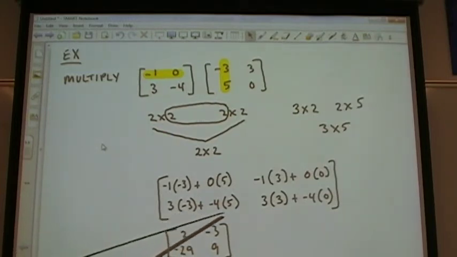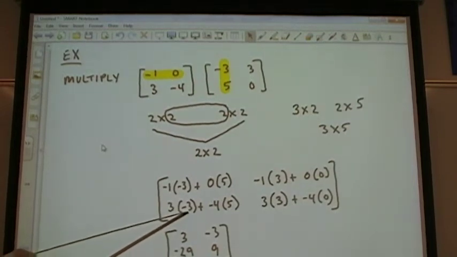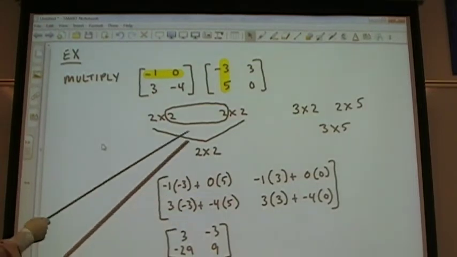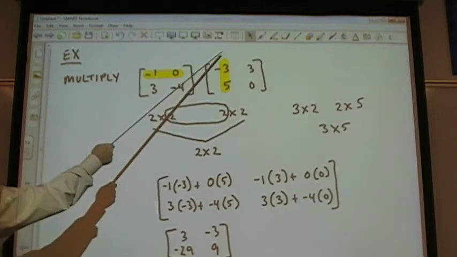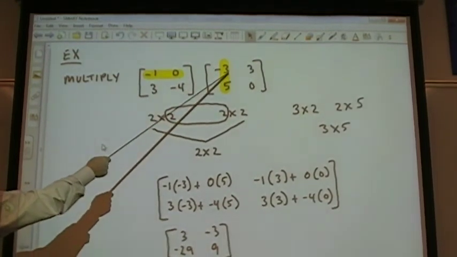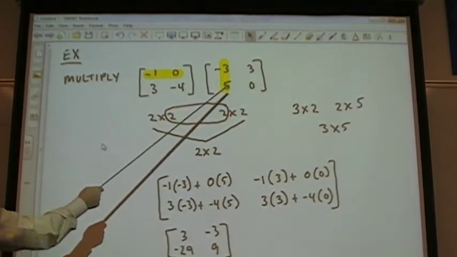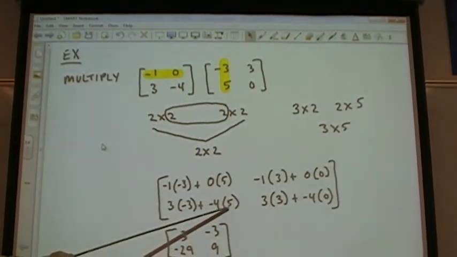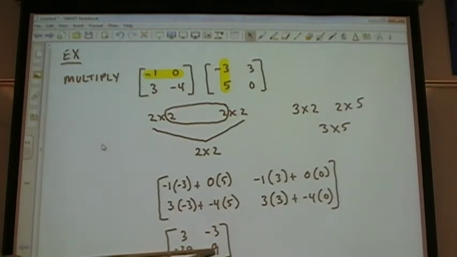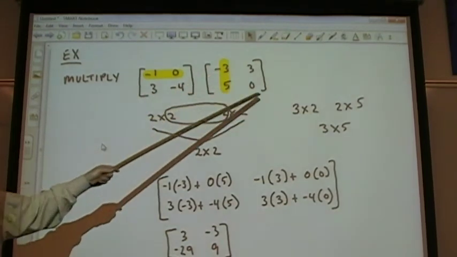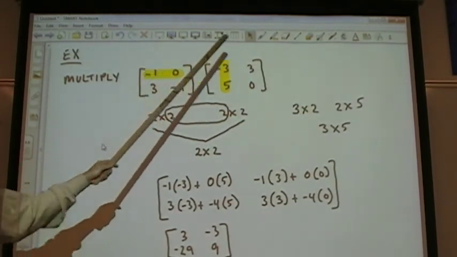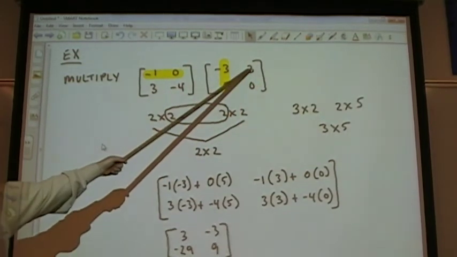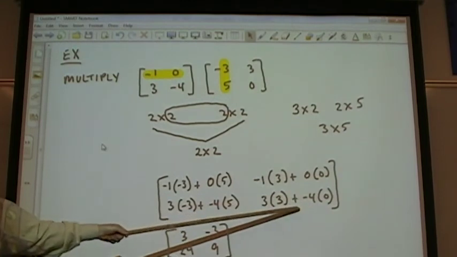All right, to get this entry, what's its location? It's in the second row, first column, right? So I use the second row and first column. 3 and 3 correspond, so I multiply those. -4 and 5 correspond, so I multiply those. And then I add that together, I should get -29. And to get the last entry, it's in the second row, second column, so I have to use the second row, second column. We're always using the rows from the first one and the columns from the second one. So 3 times 3 plus -4 times 0 gives me 9.